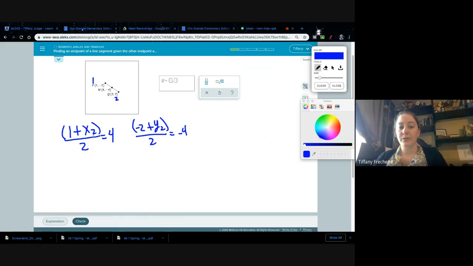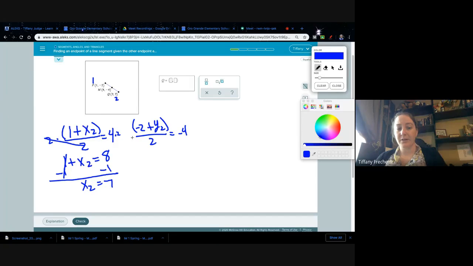And then I would go through and do all my steps. So I'd multiply by 2, and then I'm going to subtract. So I'm going to multiply by 2, and these cancel. I have 1 plus x2 equals 4 times 2, which is 8. Now I need to subtract this 1 because I want to get this x2 by itself so that I know what it is. 1 minus 1 cancels. x2 comes down. I have 8 minus 1, which is 7.